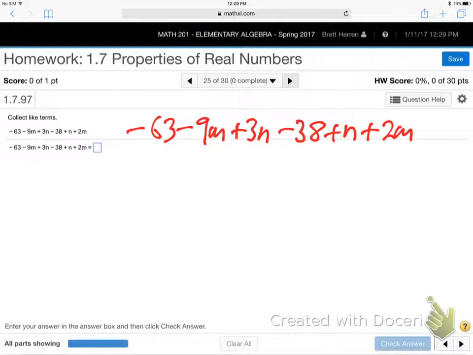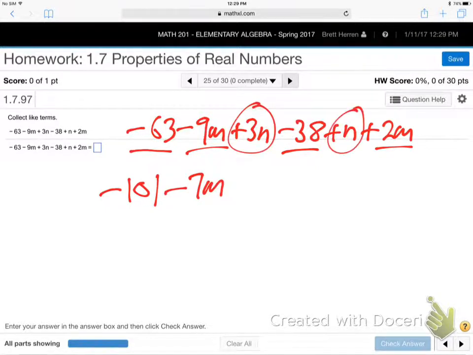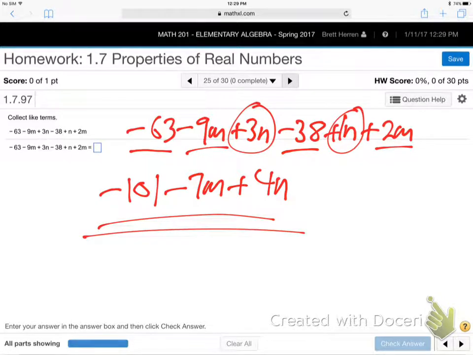Okay, so minus 63 and minus 38. Just use your calculator. But they're going to actually be a bigger negative, aren't they? Give me that minus, was it 101? Minus 101. And it doesn't matter what order you do these in. You can do the letters first or the numbers or whatever. Minus 9m plus 2m, minus 7m, right. And then plus 3n, and then just a regular n, that's really 1n, is 4n. And again, you could put these in any order. Gathering like terms, remember all that?